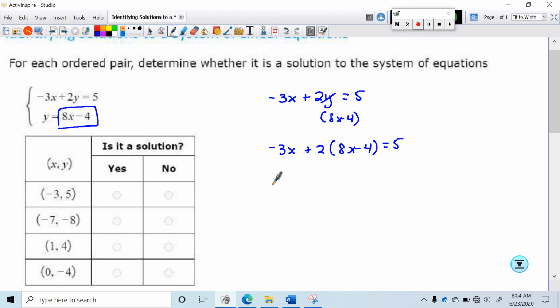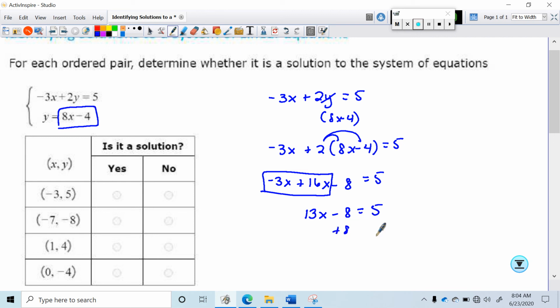I'm going to get rid of the parentheses by distributing. Everything else is going to stay like it is for now. So 2 times 8x is 16x. 2 times negative 4 is negative 8, equals 5. Now I know what negative 3 and 16 is. Negative 3 plus 16 is 13. So 13x minus 8 equals 5.